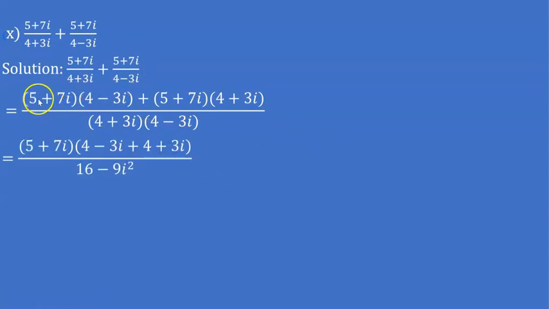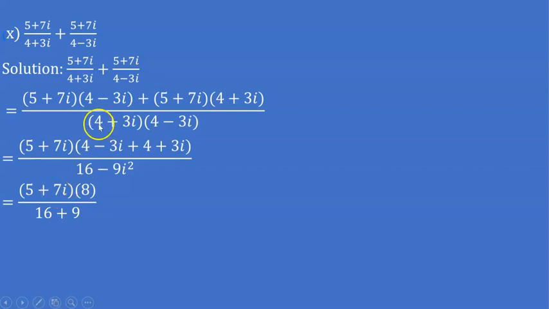Now to the numerator we have the common terms, that is 5 + 7i, 5 + 7i. Take 5 + 7i as common. Then in bracket you will get here 4 minus 3i plus 4 plus 3i. Minus 3i plus 3i get cancelled. 4 plus 4, that is 8. 8 into in bracket 5 + 7i.